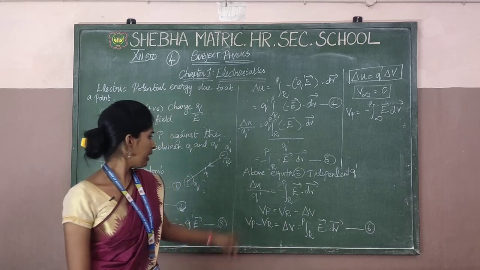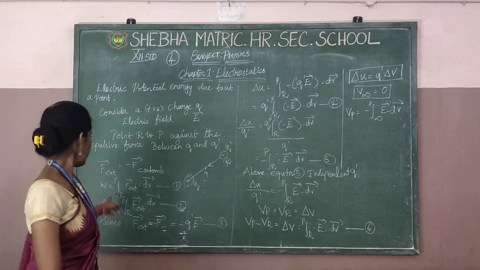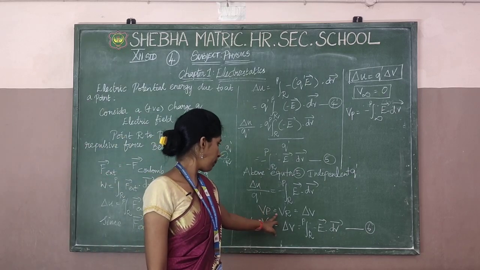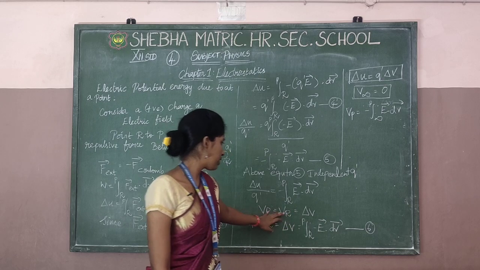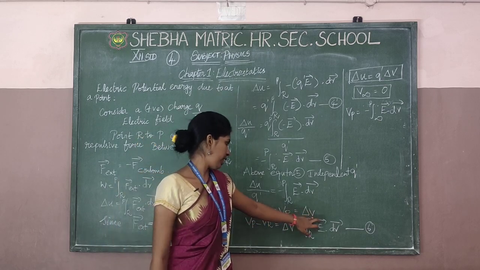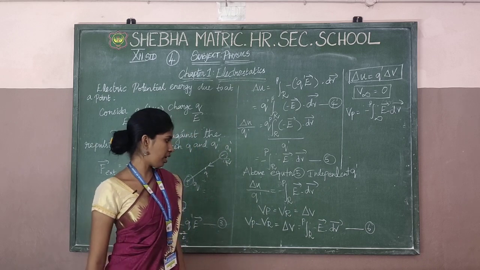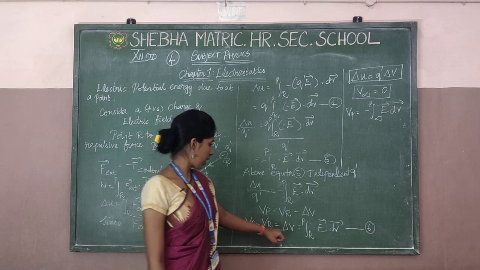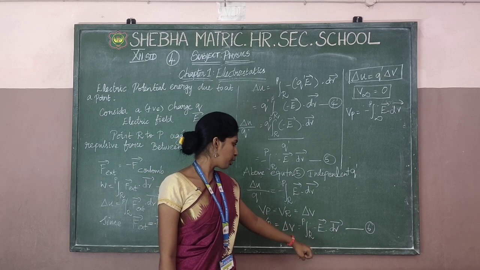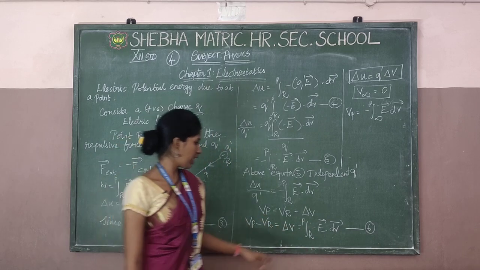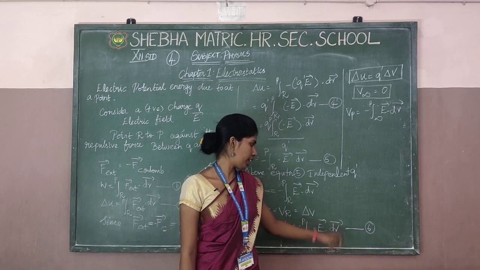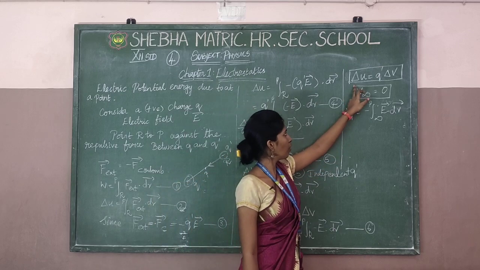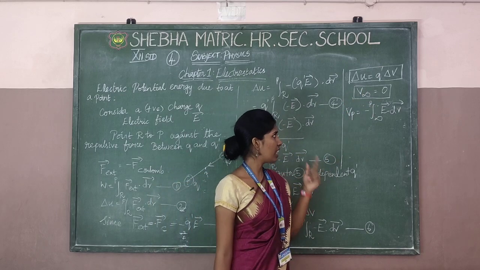Why del U? Because work done we convey as del U. So Vp minus VR is equal to del V. Del V is equal to Vp minus VR, which is equal to minus the integral from P to R of E vector dot dr vector, equation 6. So the common value of del U is equal to Q dash del V.